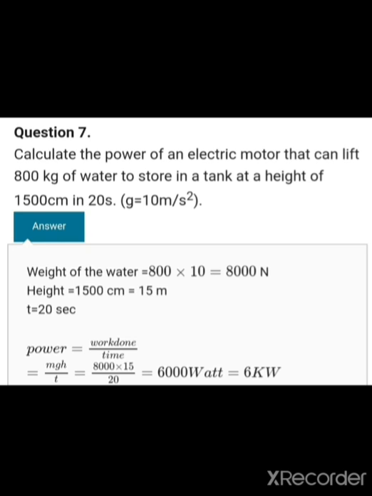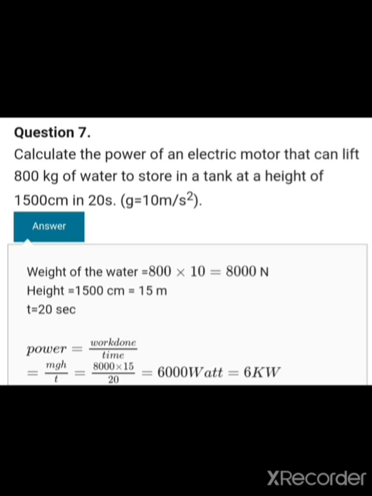Weight we have to find. So mass is given. When we multiply mass by gravitational acceleration, then we will get the weight. So weight of the water is equal to 8,000 Newton. Height is 15 meter. Time is 20 seconds. So power is equal to work done upon time. Work done we have here 8,000, and this is your mg, and when we multiply it by h, mgh, that is equal to work done, force into distance, then we can divide it by time. By solving it, we are getting 6,000 watt.